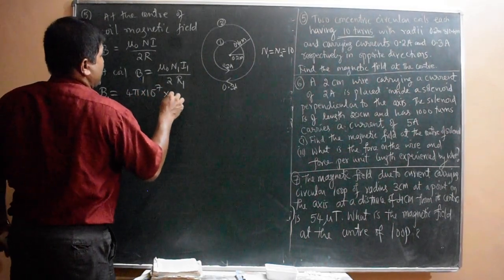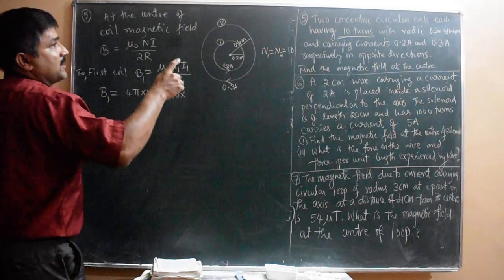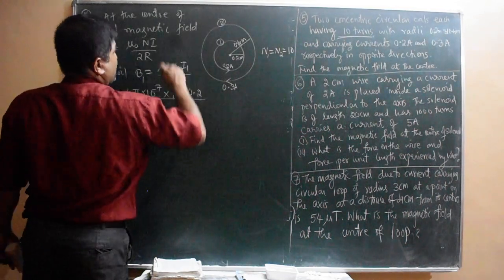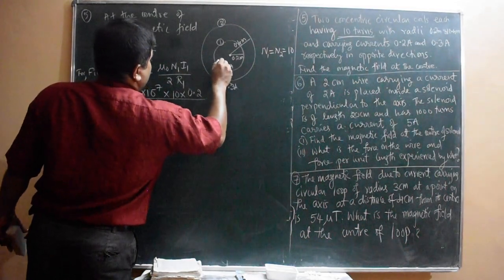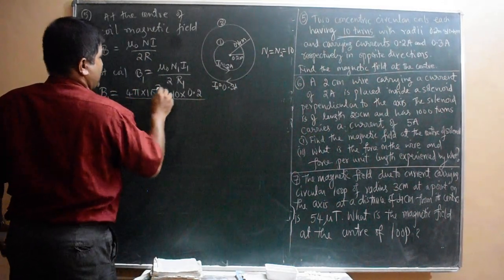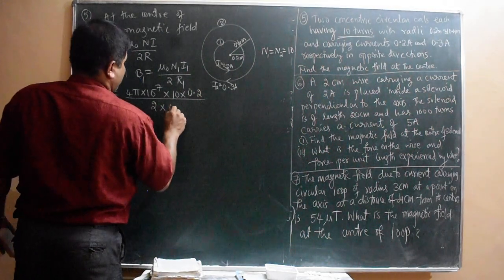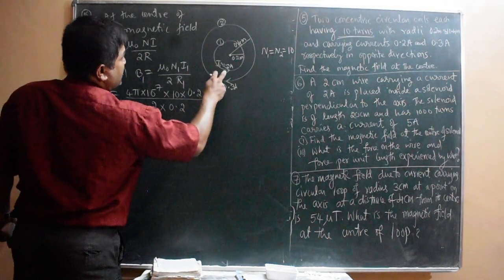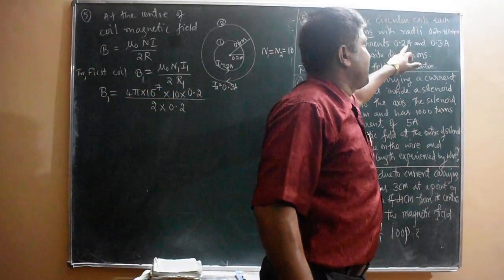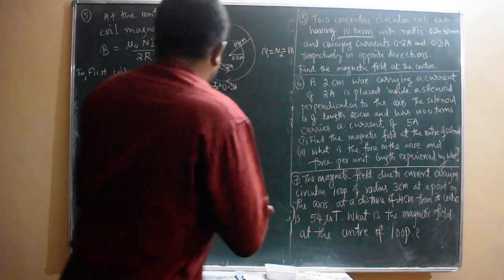Okay, then N, the number of turns, is 10, into the current, how much? 0.2 ampere in the first one. Divided by, because current I1 is 0.2 and I2 is 0.3. Divided by 2 turns, radius of the inner coil 0.2 meter, in which current is 0.2 ampere. So 0.2 meter radius, 0.2 ampere current, 0.4 meter radius, 0.3 ampere current. So like that you have to take.